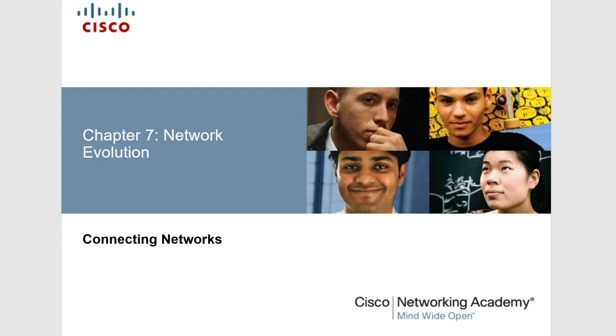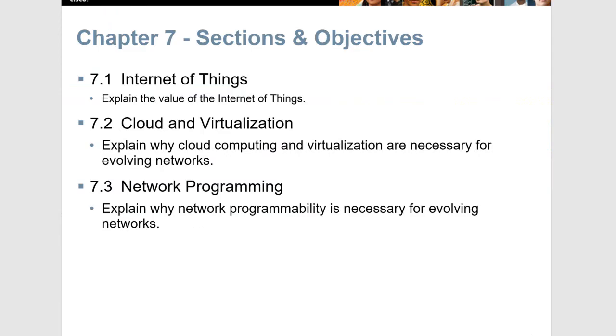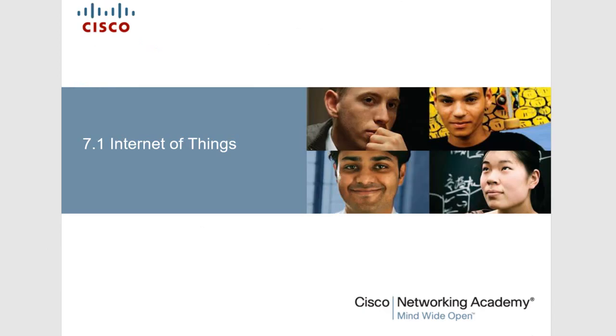We are getting close. We are in Chapter 7 of CCNA 4, second to last chapter, on network evolution, about Internet of Things, cloud and virtualization, and network programming. So let's get right into it with the Internet of Things.